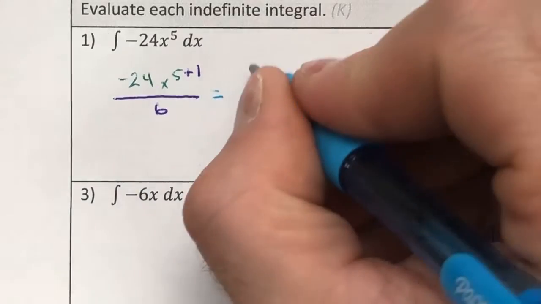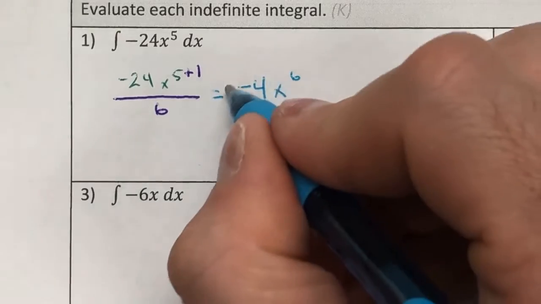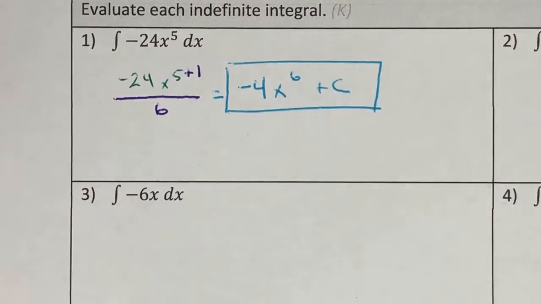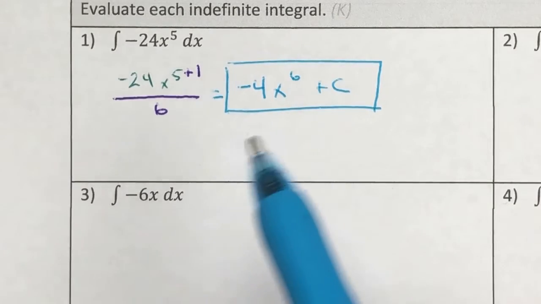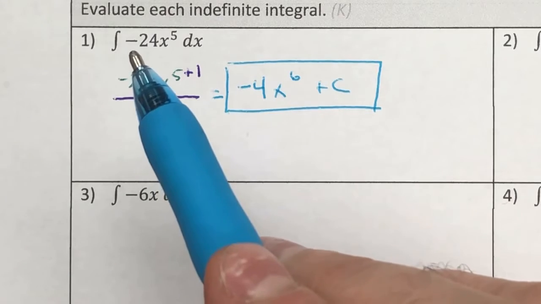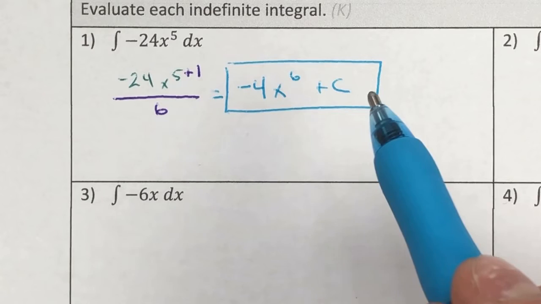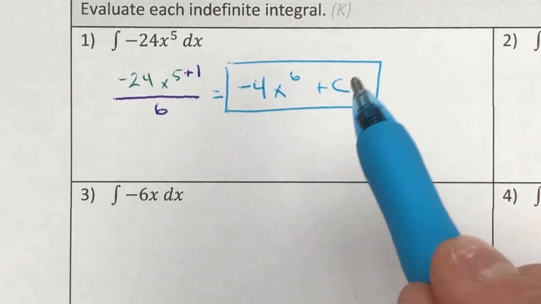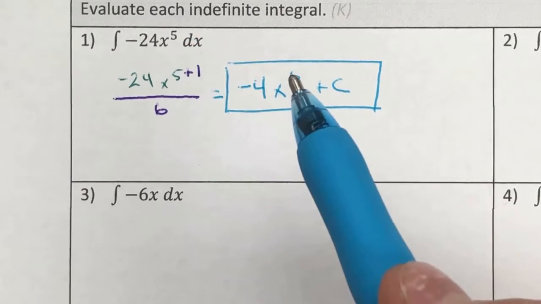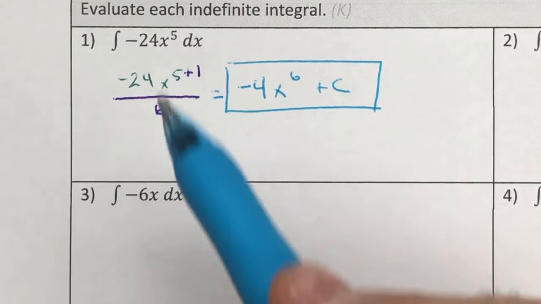So negative 24 divided by 6 is going to give us a negative 4x to the sixth. That is the indefinite integral. Because if we were to reverse this process and find the derivative, 6 times negative 4 is negative 24, take away 1 from the power, 5. The constant, because that is x to the 0th power, 0 is going to cancel that out, and that won't show up. So we see the fact that if we take the derivative, or if we take the integral, they're just opposite ends of the spectrum.